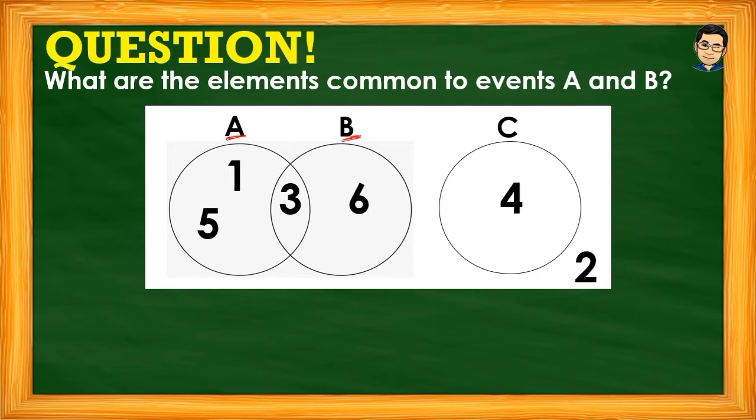Pag tinatanong tayo kung meron bang elements common or common elements, we are referring to intersection. Ibig sabihin, makikita natin yung common elements dun sa portion ng kanilang intersection. Okay. So, as you can see, dun sa portion na nag-overlap yung dalawang circle, yung dalawang events, event A and event B, makikita natin na yung common element nila is 3.